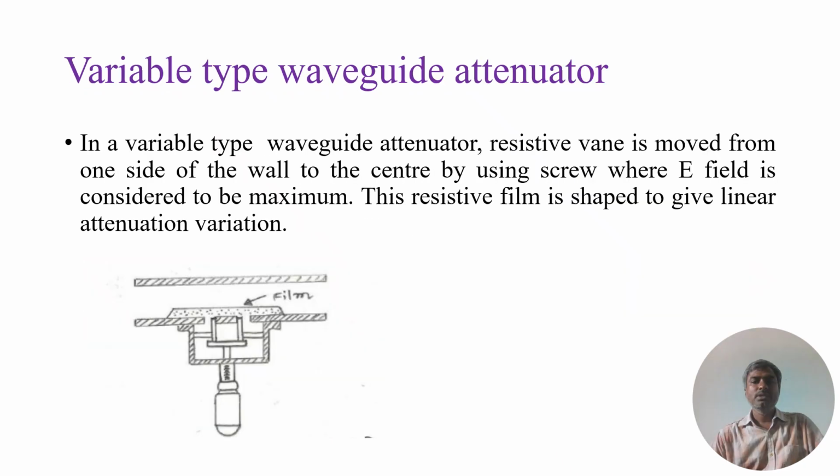In a variable type waveguide attenuator, a resistive card is moved from one side of the waveguide to the center by using a screw. At the center point of the waveguide, the E field is considered to be maximum. This resistive film is shaped to give a linear level of attenuation. Whenever the resistive card is near the wall, it provides the minimum attenuation. When the resistive card is at the center of the waveguide, it provides the maximum attenuation.